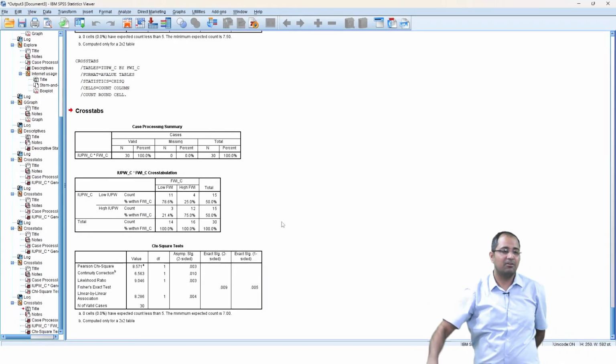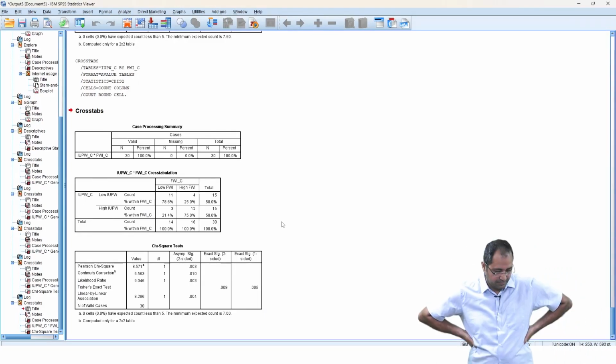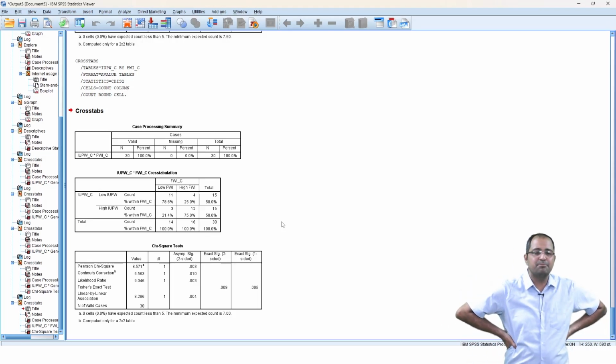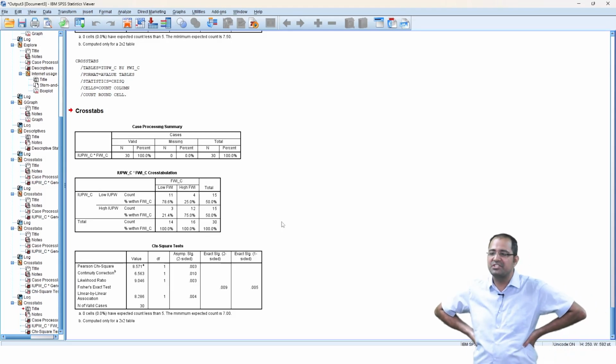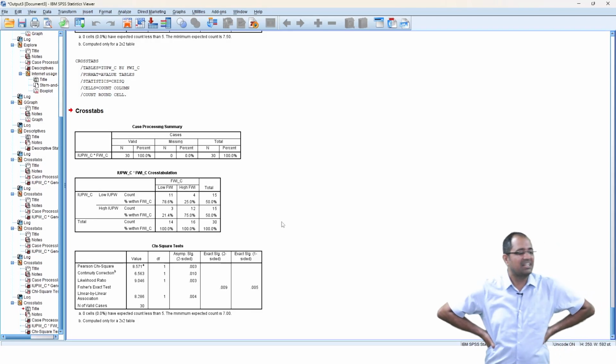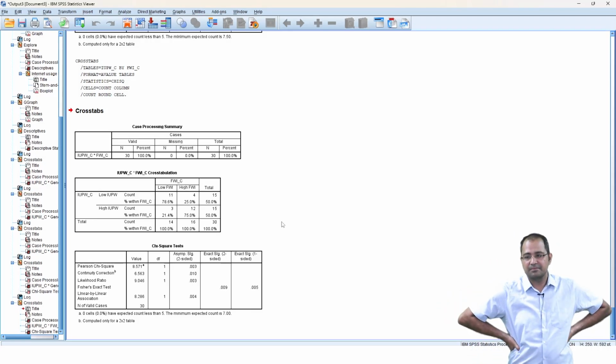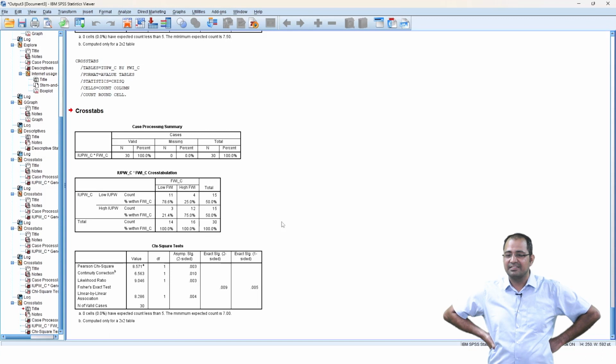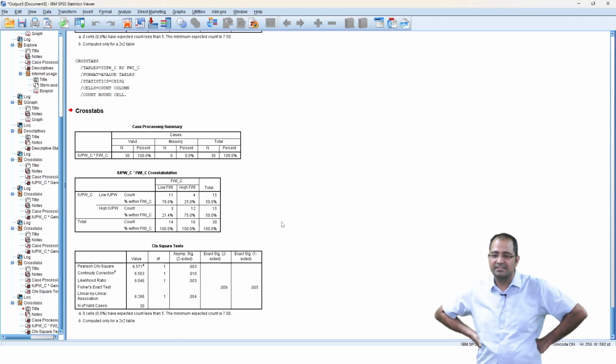What are we getting now? So what you are getting is 0.01, which is less than 0.05, which means there is a significant association. You reject the null hypothesis, right? And accept the alternate hypothesis. 0.01, you see, continuity correction. 0.01 is less than 0.05, right?